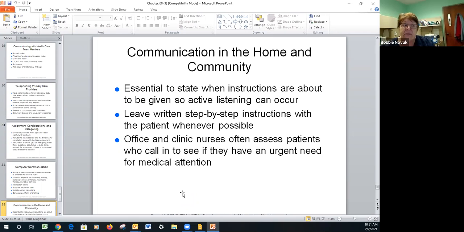And a lot of times office and clinical nurses have to assess the patients who call in to see what their need is and how urgent it is for medical attention. So that's called triage.